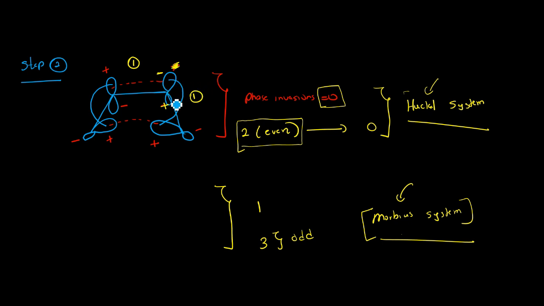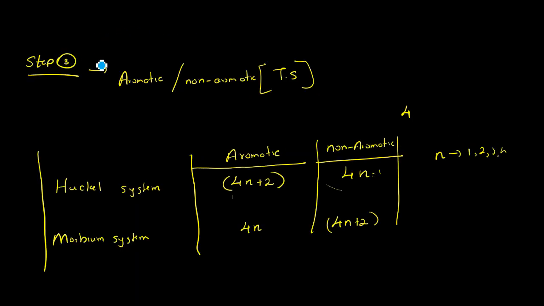Now make sure when you assign the signs, you need to make your phase inversions to minimum amount. Either way, if you have even number of phase inversions or zero phase inversions, which means you are in a Huckel system. If you are in an odd number of phase inversions, which means you are in a Mobius system. Now based on this system, you can go forward. So in our example, we have a Huckel system. So we are going to move forward with the information that we have a Huckel system.